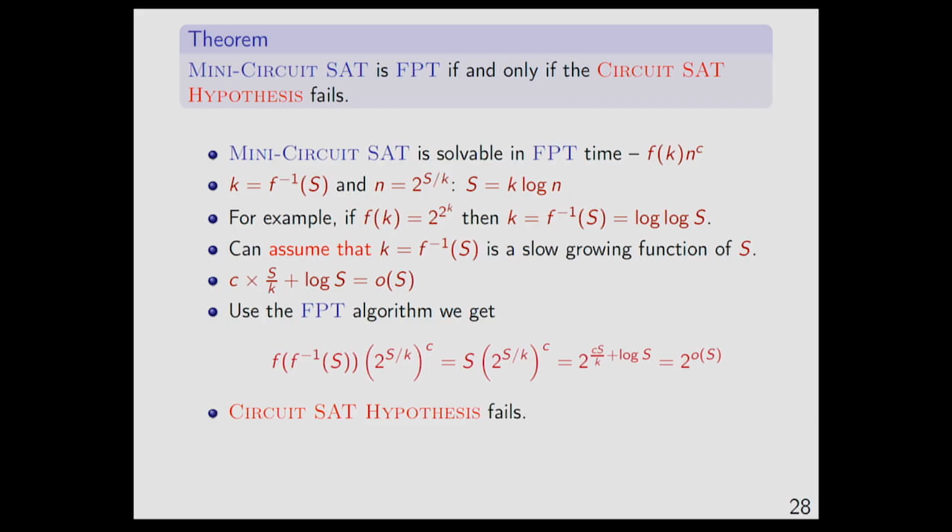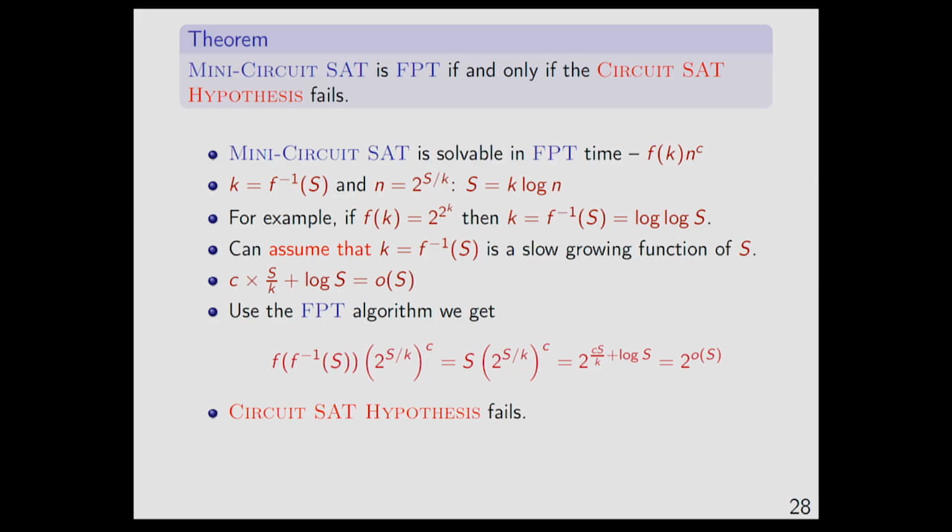So let's see how the proof goes. Suppose this is where I'm going to use that 2 to the power little o of k log n is FPT. Okay? So suppose mini circuit SAT is solvable in FPT time f of k n to the power c. So what will you set k equal to? You set f inverse of s. That's my k.